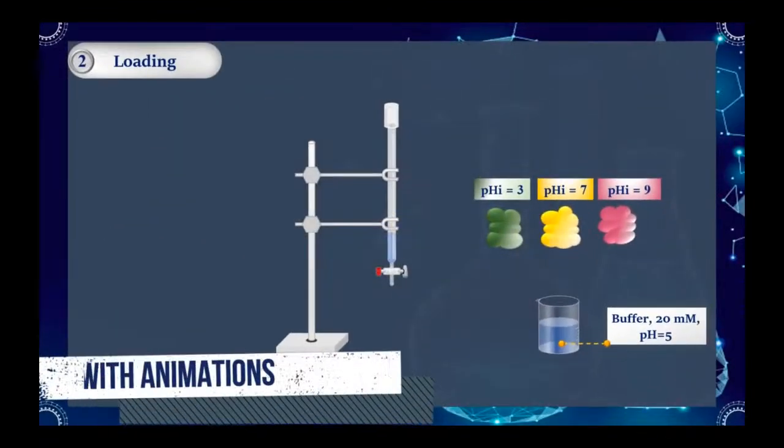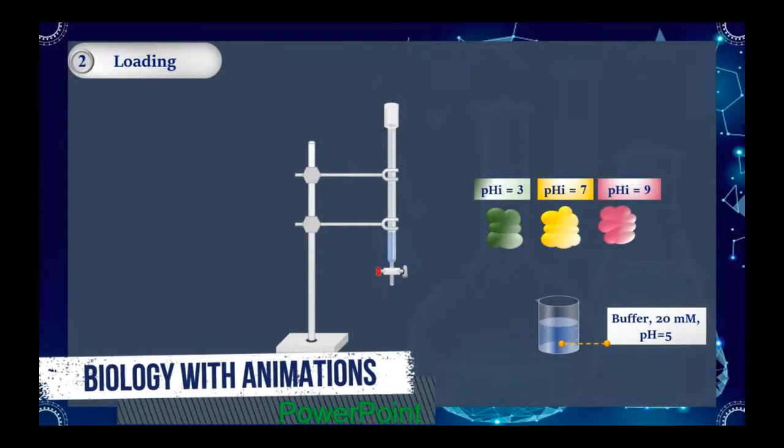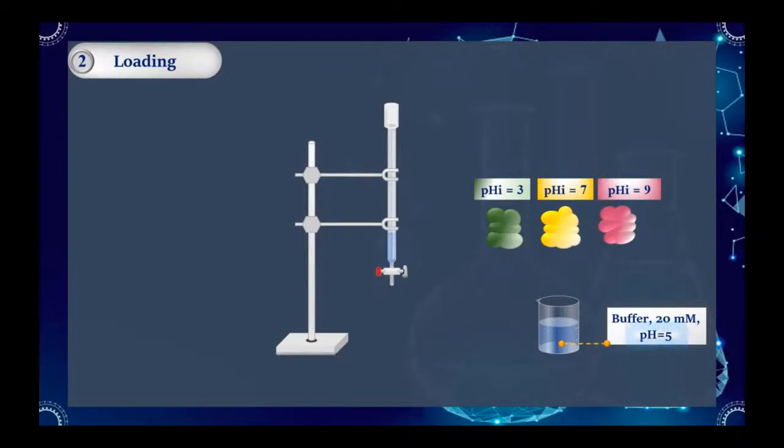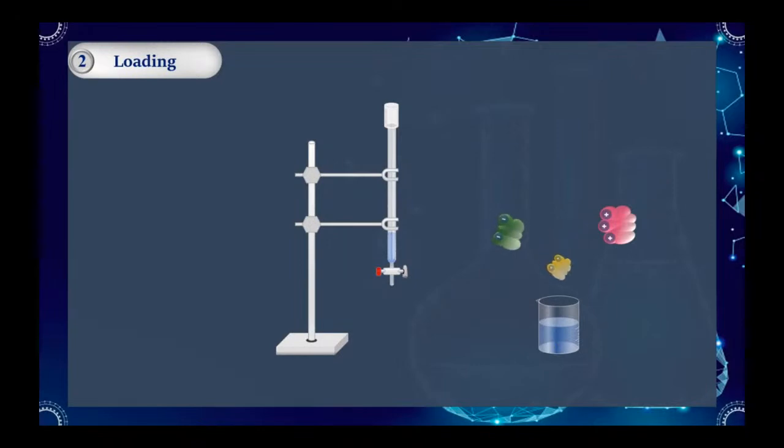In this example, the pH of the buffer is equal to 5, consequently, protein A has a net negative charge. And both protein B and C carry a net positive charge. In addition, protein C is more positively charged since its pHi is higher than the pHi of protein B.